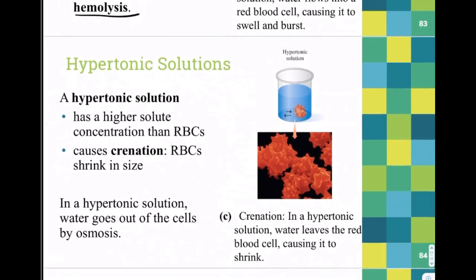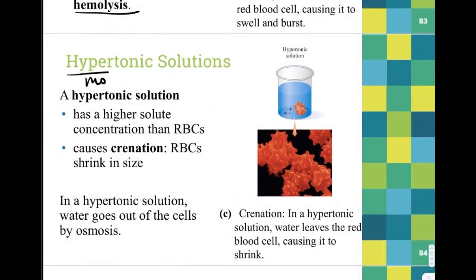And the opposite is called hypertonic. So hyper means more, right? So it's more concentrated on the outside of the cell, less concentrated on the inside. So which way is the water going to flow? The water is flowing out of the cell. So the water is going from the cell to dilute the rest of the concentration of the solution, and that leaves the cell shriveled up, called crenation.